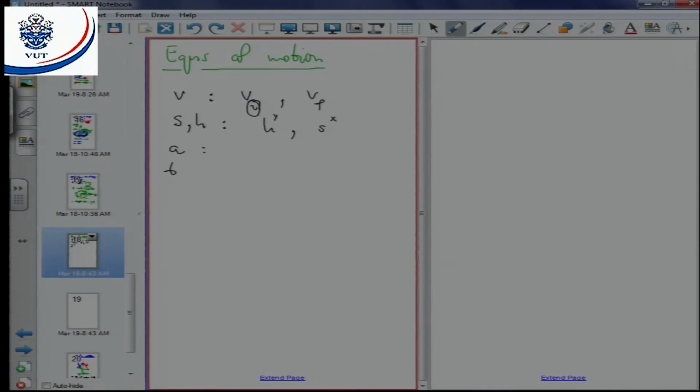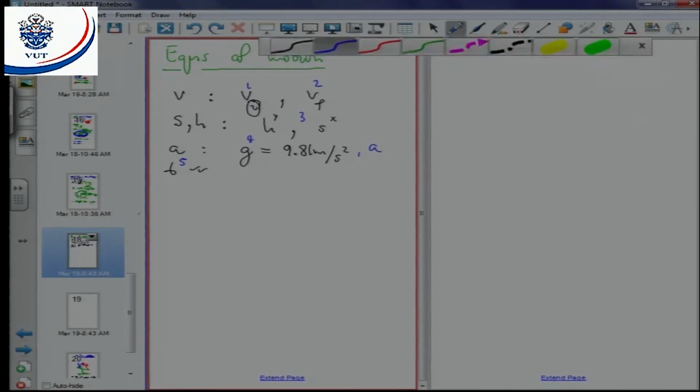Then acceleration has a notation. When we have free falling bodies or something going towards Earth, we normally use g for that, and g is known, it's 9.8 meters per square second. If you want to be more accurate, you can say 9.81, and t is always t. So how many variables do we have? We've got 1, 2, 3, 4, because remember this is also a, and 5 with t. With these 5 variables, there are 4 equations of motion that help us find any of the unknowns.